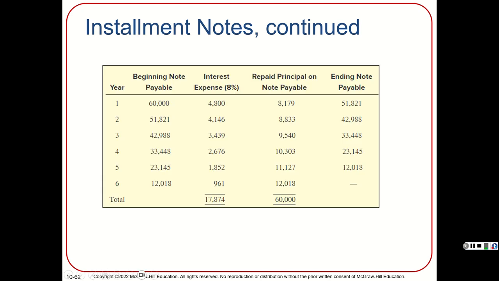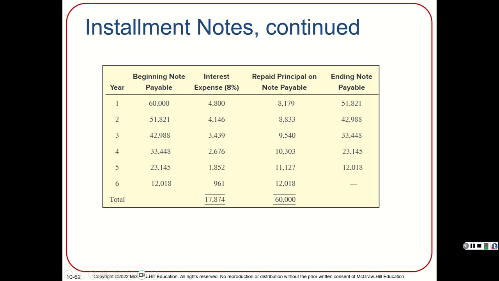Okay, so the beginning note starts at 60,000, comes down to 12,000 in year 6. The interest rate is 8%. So this is a simple interest method. You're just taking your 60 times 8, your beginning note payable every year at the beginning of the year times the interest. So the interest is 17,874. Notice how it goes down because the principal is going down.